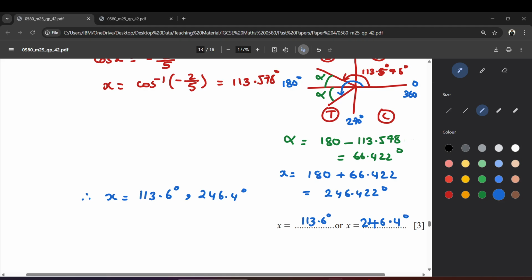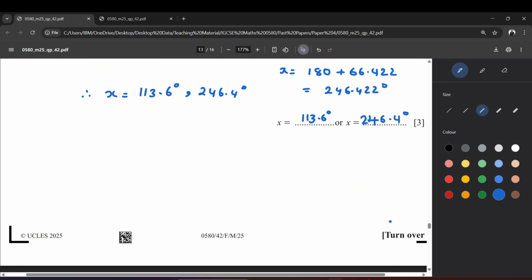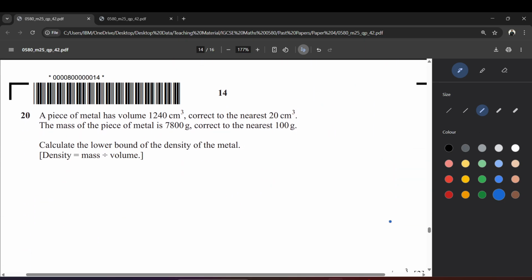All right, that's our answer. Question number 20. A piece of metal has a volume 1240 cubic centimeters, correct to the nearest 20 cubic centimeters. Okay, so this is your volume, and this is correct to the nearest 20 cubic centimeters. The mass of the piece of metal is 7800 grams, correct to the nearest 100 grams. Calculate the lower bound of the density of the metal.